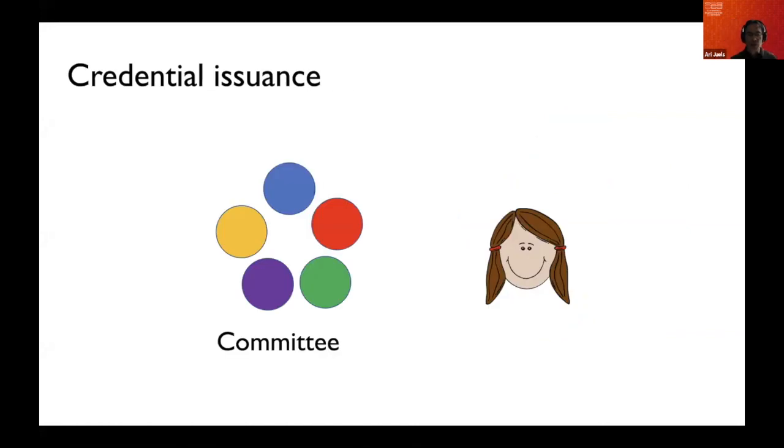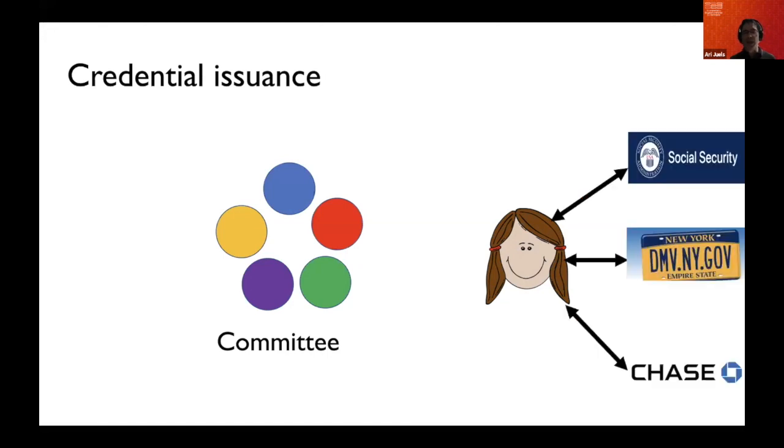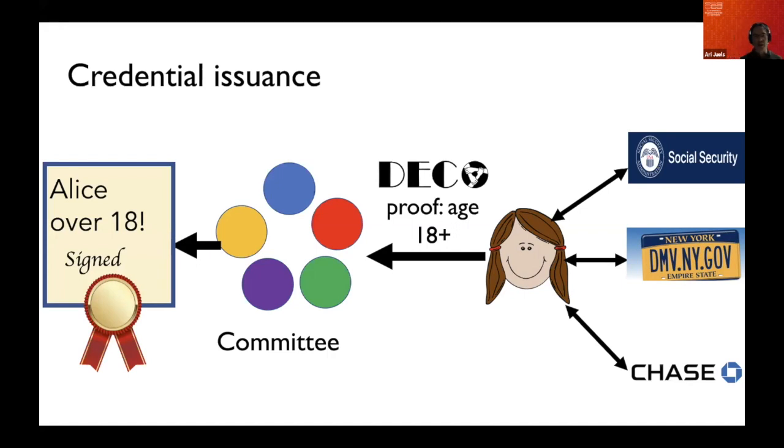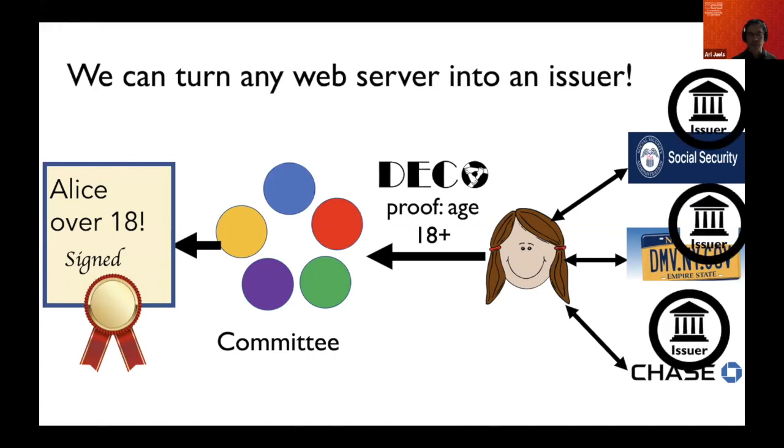Credential issuance, now that you understand how Deco works, is actually conceptually quite straightforward in Candid. The user wants to obtain a credential. She simply performs the Deco protocol with the members of the committee while logging into target websites that she and the committee agree upon. And so the committee, for instance, may be willing to generate a credential saying Alice is over the age of 18 if she's logged into the Social Security Administration website and some DMV website and some bank website. At that point, it will sign a credential saying that Alice is over 18. And with Deco as a building block, as I said, this is pretty straightforward. The effect is that we're able to turn any web server into a Candid issuer. And that's how we solve the bootstrapping problem in Candid.